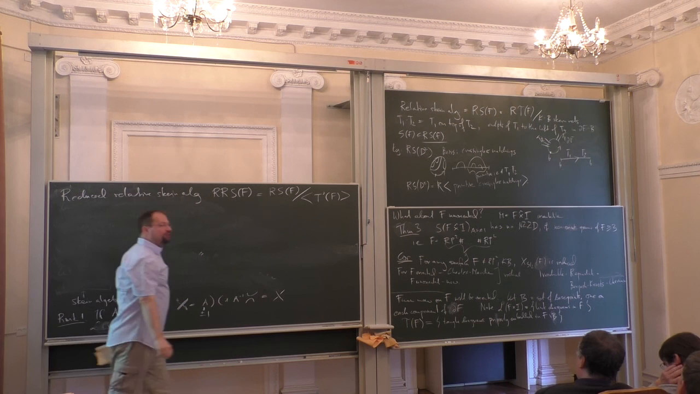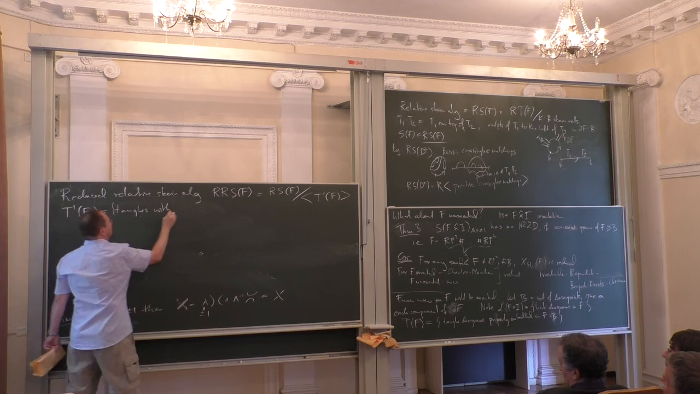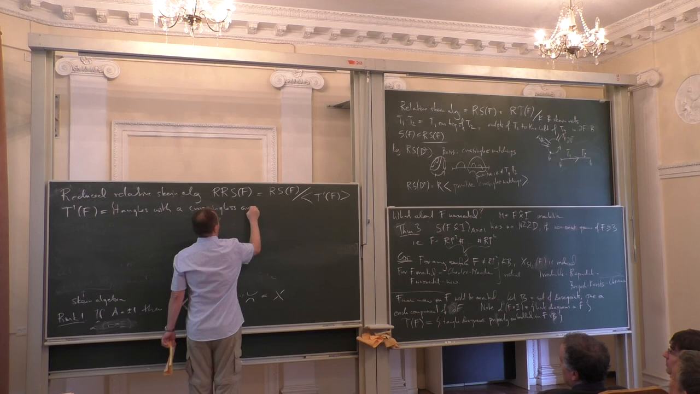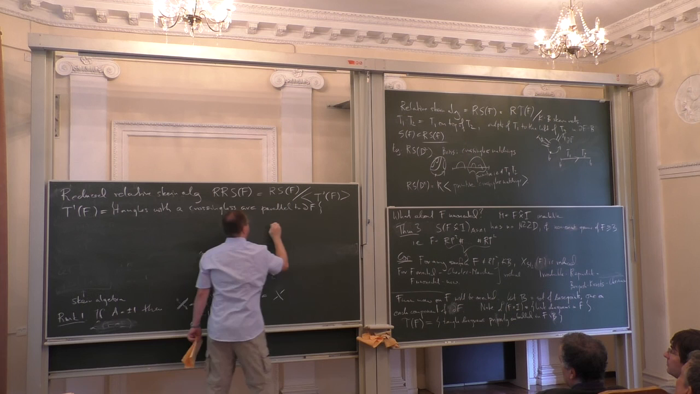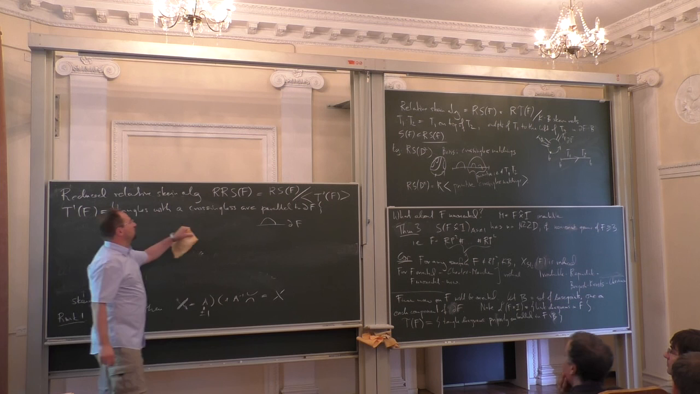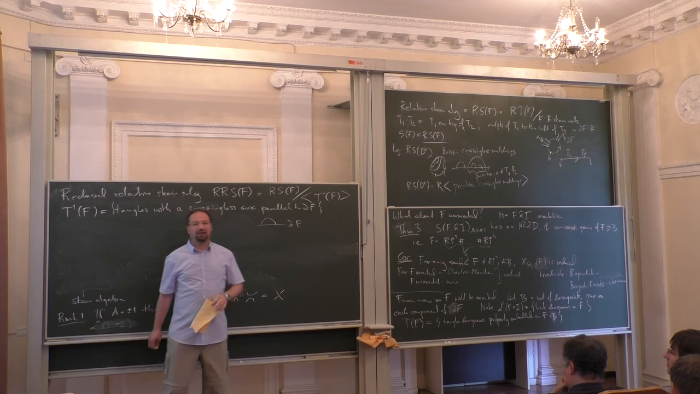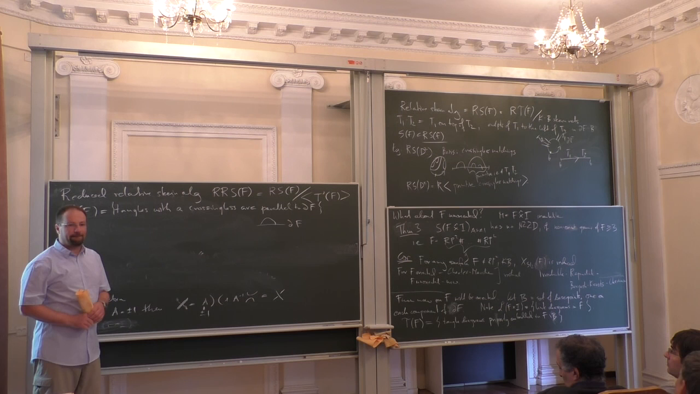Let me tell you what those are: tangles with a crossingless arc parallel to the boundary of F. In other words, you have a boundary of F. If you see an arc like that, then this will be a tangle here, and you just kill it, declare it zero in the reduced skein algebra. Does it matter where the base point is? No, it doesn't. They are all killed over there.